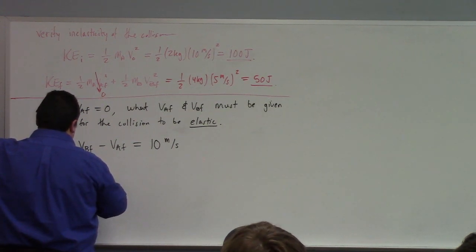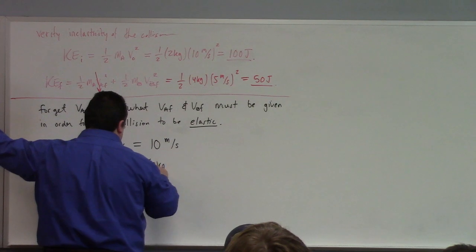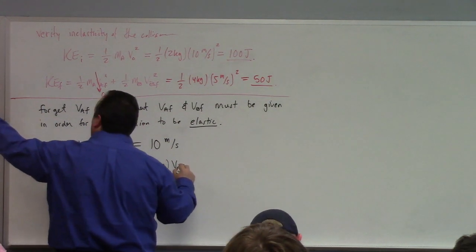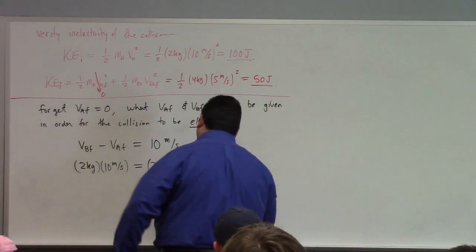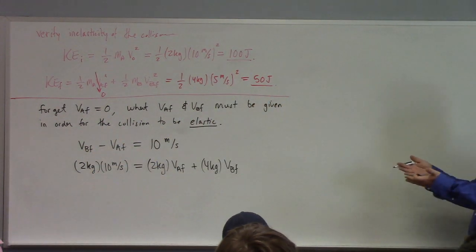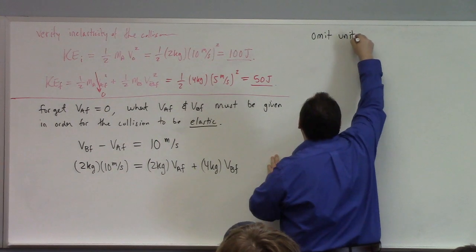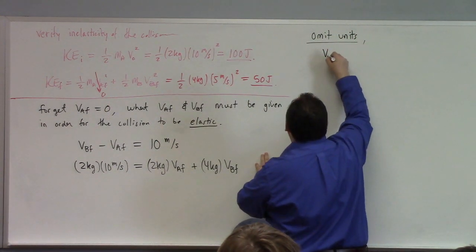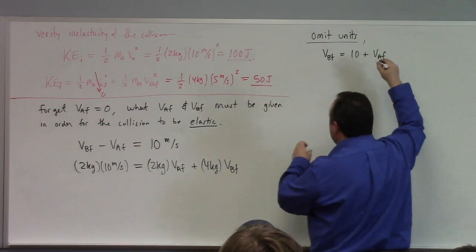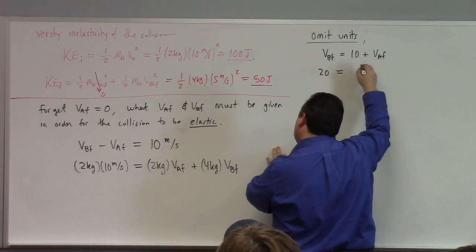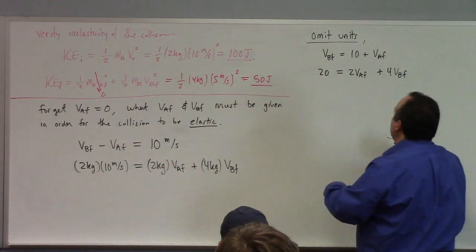We also know that 2 kilograms times 10 meters per second is equal to 2 kilograms times VAF, which we don't know, plus 4 kilograms times VBF, which we also don't know. But now we should be happy. Let's omit units to make the algebra less annoying. So we've got VBF is equal to 10 plus VAF, and we also have that 20 is equal to 2 VAF plus 4 VBF.